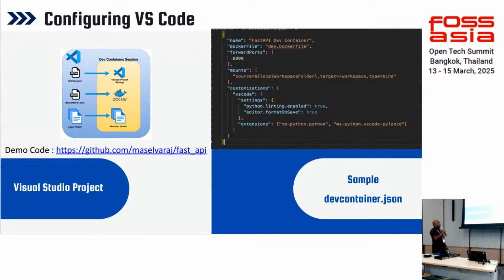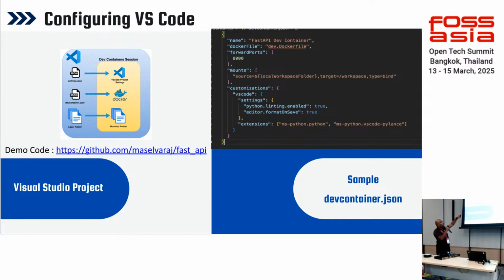Yeah, this is an example. I have the demo code link here, which is on GitHub. You can look at it later if you're interested. We'll have the usual settings.json, which will have Visual Studio project settings. And devcontainer.json is the one that we have added for telling what the Dockerfile is and where it needs to be mounted, all those things. How it works is the local folder will be mounted inside the container. And this is a sample Dockerfile. So I have given the Dockerfile.